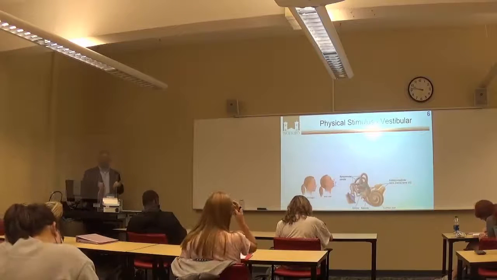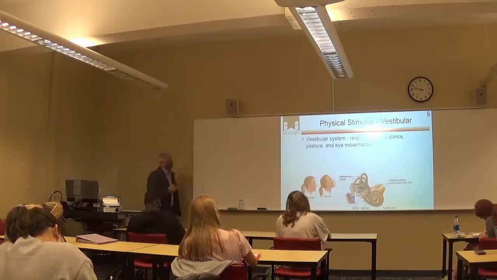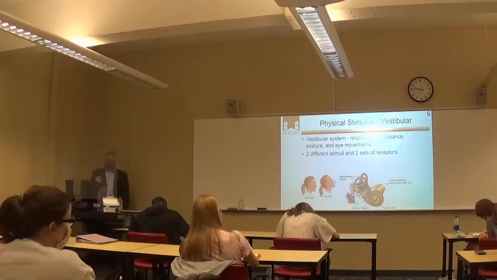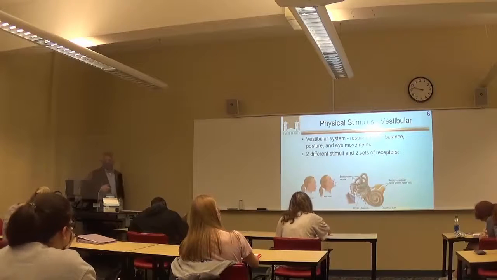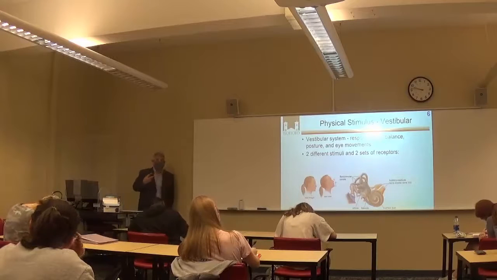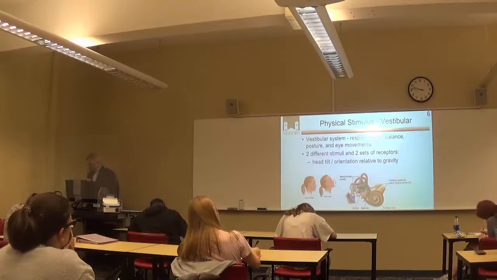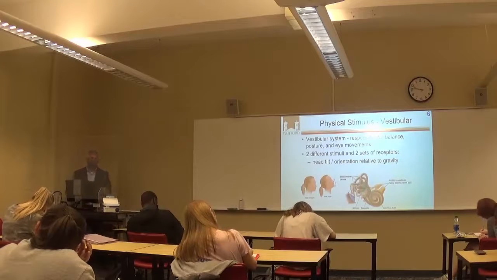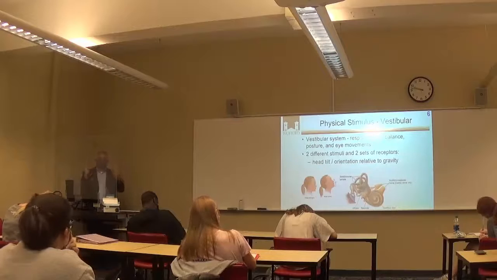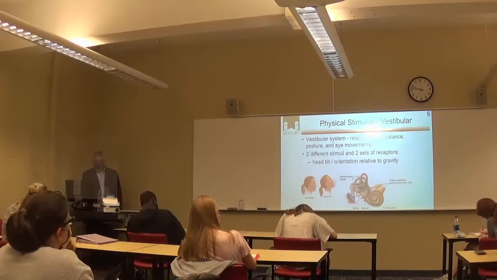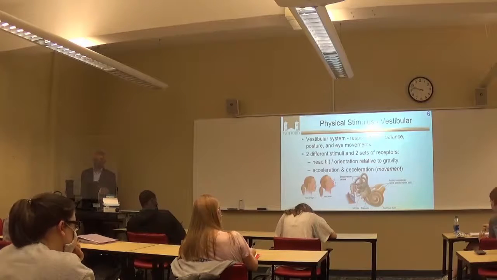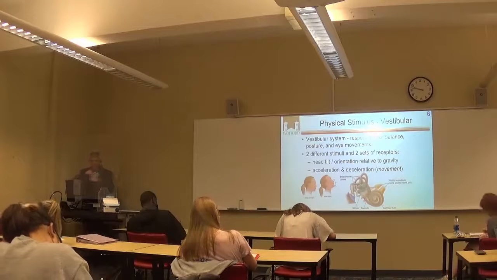All right, so we're going to jump in. Our first sensory system is going to be the vestibular system. The vestibular system is responsible for our balance, and it detects 2 physical stimuli. To do that, it needs 2 different receptors. The first stimulus is your head position relative to gravity, your head tilt relative to gravity, to know if I'm standing upright or if I'm laying on my back. The second is your body's acceleration and deceleration. So it's a measure of movement.